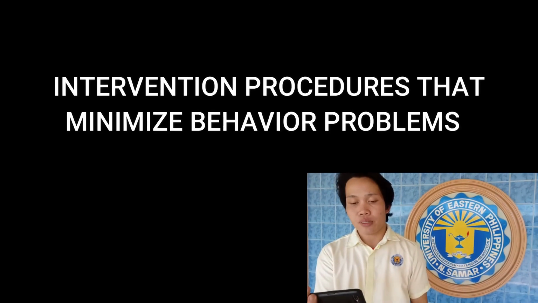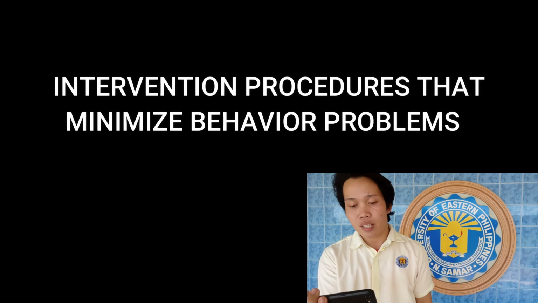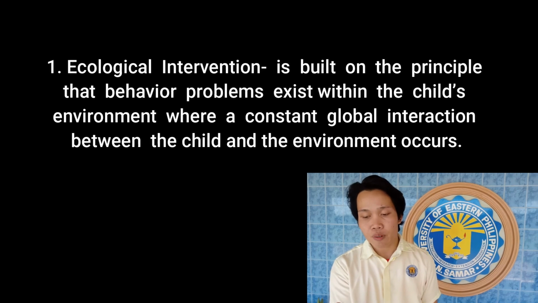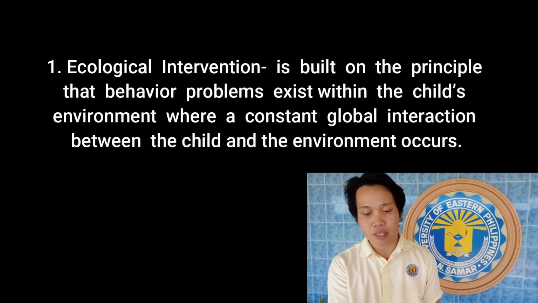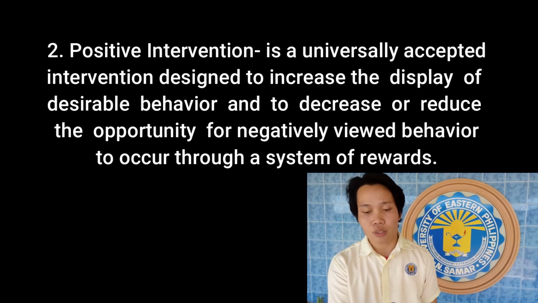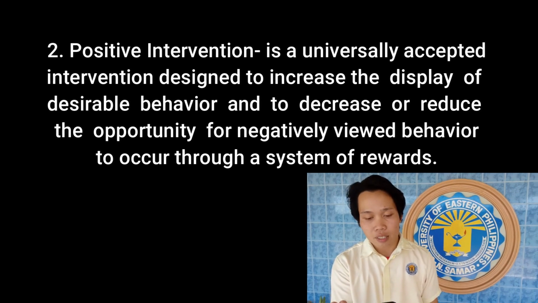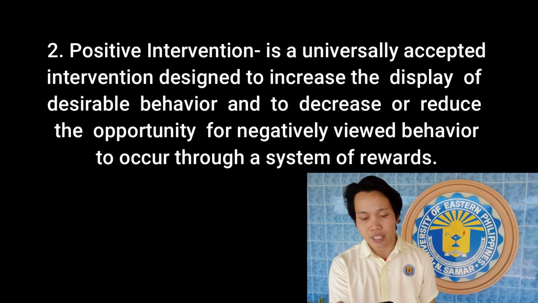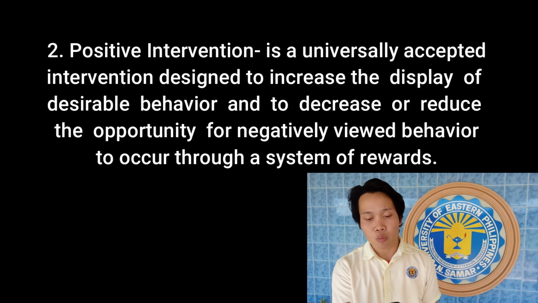So let's come now to intervention procedures that minimize behavior problems. The first one is ecological intervention. It's built on the principle that behavior problems exist within the child's environment, where a constant interaction between the child and the environment occurs. Second is positive intervention. It is a universally accepted intervention designed to increase the display of desirable behavior and to reduce the opportunity for negatively viewed behavior to occur through a system of reward.